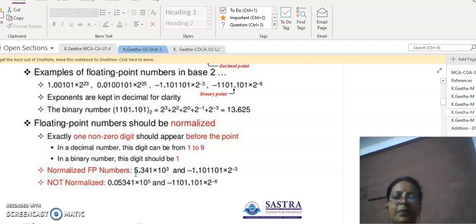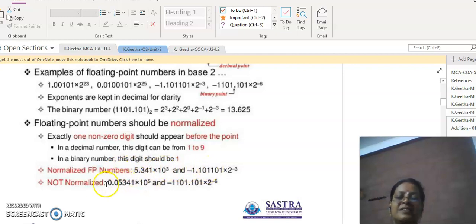So if the decimal point is exactly after one digit, and if this digit is not zero, if it is a non-zero number, then we say that the number is normalized. Again, in this example here, it is a binary number system, so we have the binary point exactly after one digit to the right, okay, and this digit is not 0, then this number is said to be normalized.